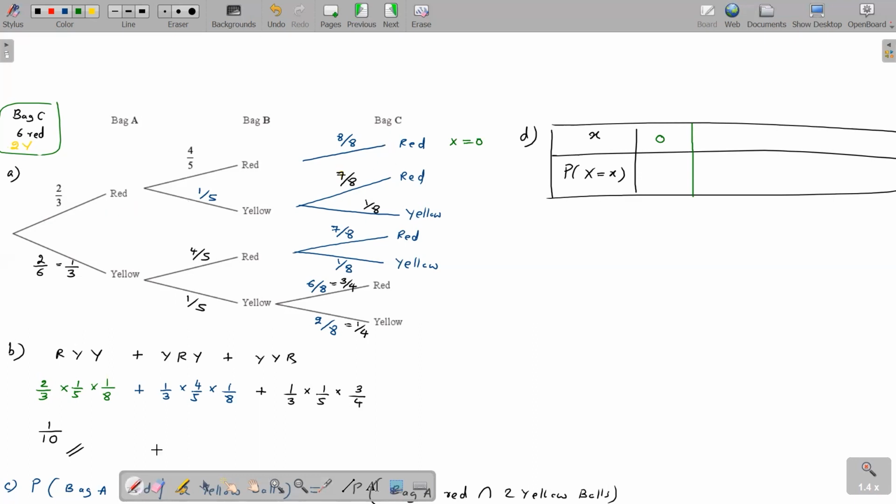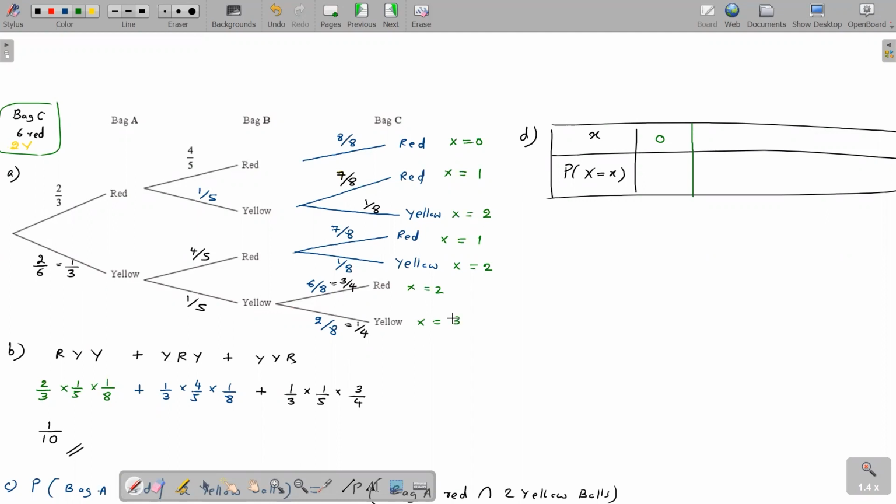What about the second branch? What's the X value in this branch? Red, yellow, red. How many yellows do we record? 1. X equals 1. In the third branch, red, yellow, yellow. So I have 2 yellows. X is 2. In the fourth branch, yellow, red, red. So we get 1. In the next one, yellow, red, yellow. How many yellows? 2. In the next branch, yellow, yellow, red. X is 2. In the last branch, yellow, yellow, yellow. Everything is yellow, which means X is 3.